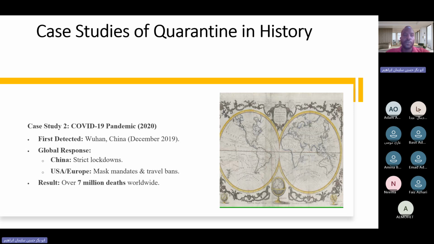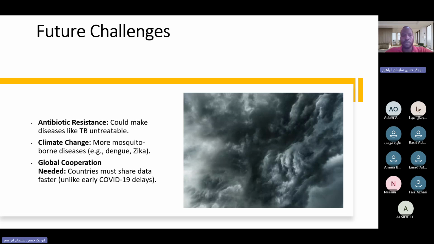Now let us see the future challenges. What we expect in the future challenges for quarantine. One of the challenges is antibiotic resistance.